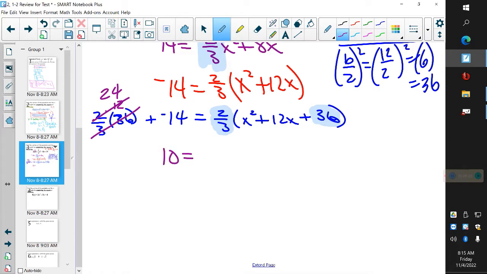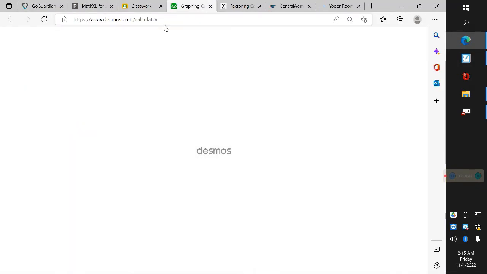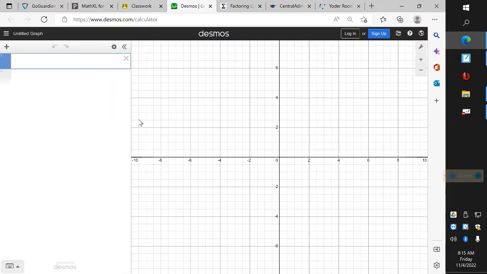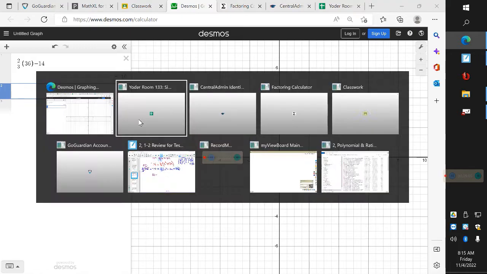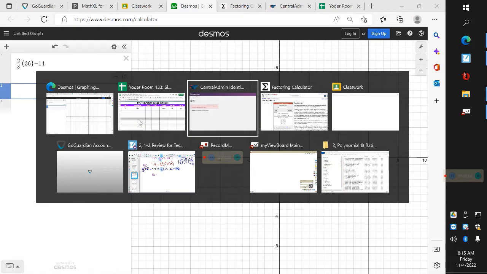Now, if you are confused, what should you do immediately? Should you do all of that calculation? No, you should come over here to Desmos and you should allow yourself to say, hey, I need a second with my brain. 2 divided by 3 times 36 and then minus 14. And it's going to give you that 10. So if you are freaked out about doing those calculations in your head and you want to type them into Desmos or use your calculator, please do so. You will not hurt my feelings in the least, yes?